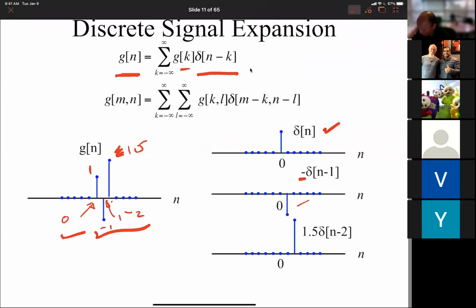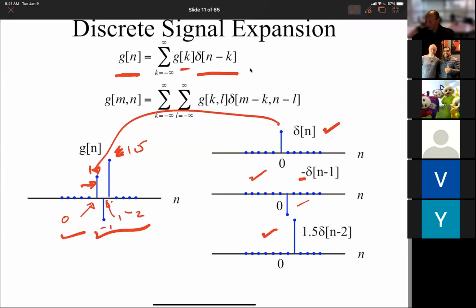Okay, sorry about that. So this one here is just the delta function, that's this delta of n. And then we have this -1 delta n minus 1, so that's this term here. And then we have 1.5 delta n minus 2, so that's this term here. And so essentially, we can write this function g of n as just the sum of all these components on the right here.